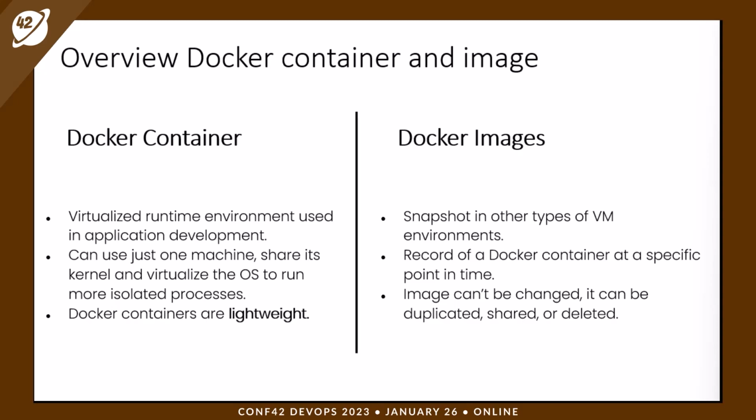A Docker image is like a snapshot in other types of virtual machine environments. It's a record of a Docker container at a specific point in time. Docker images are also immutable. While they can't be changed, they can be duplicated, shared, or deleted. The feature is useful for testing new software or configurations because whatever happens, the image remains unchanged. Containers require existing runnable images to exist. They are dependent on images because they are used to construct runtime environments and are needed to run applications.